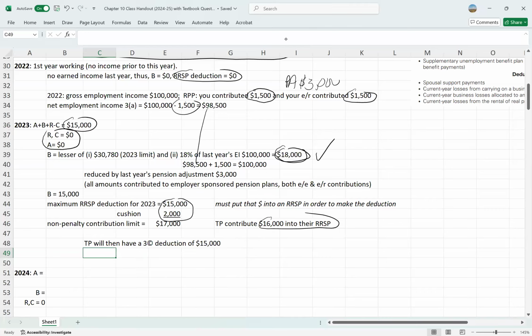So most of the time, if you do make the contribution, then you will make the deduction that you're allowed to as well, because it gives you that tax savings this year rather than having to wait for another year to get that reduction in your net income. Any questions about 2023?